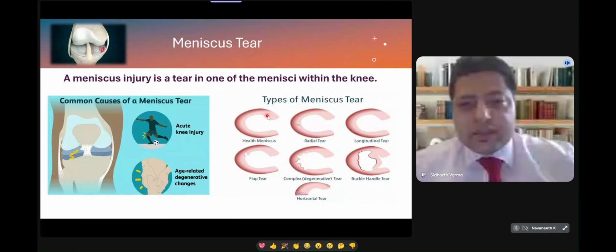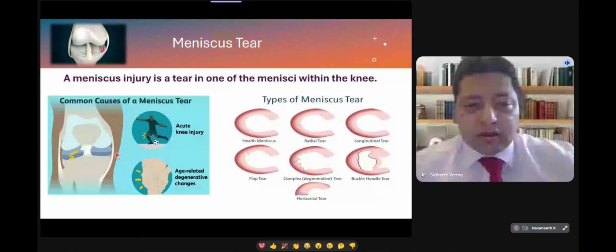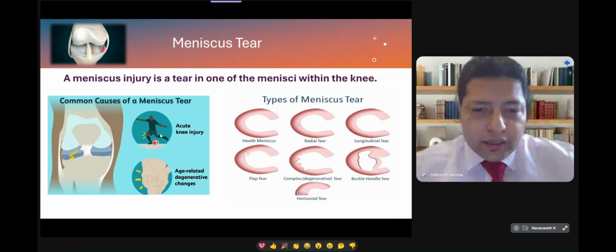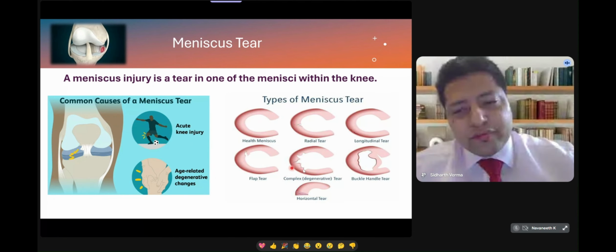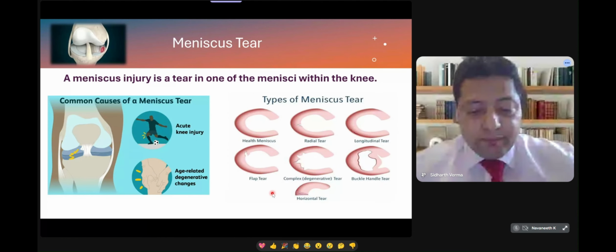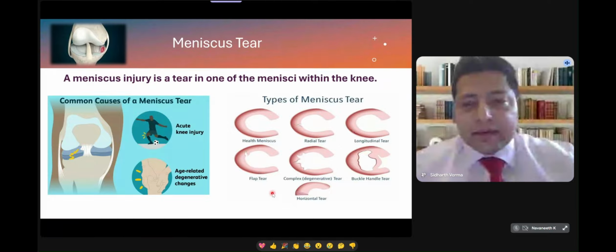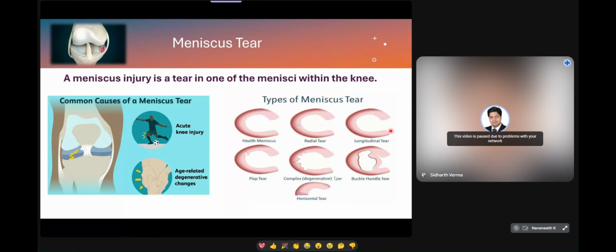So this is the meniscus. It is horseshoe shaped. And what is the meniscus? The meniscus is this pad which gives a cushion to the joint. If you see, it can be torn in a knee injury, and also with age it degenerates. So this is very important to understand. Hence when you get an MRI, you will find various types of tear which can be there.